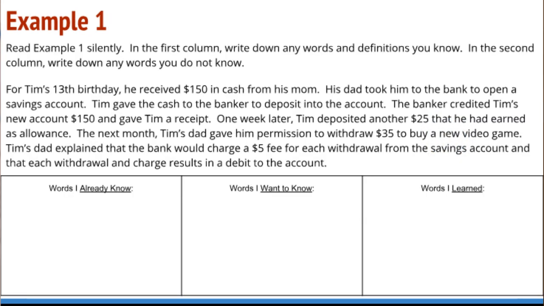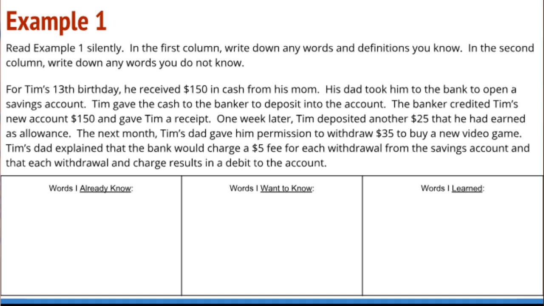All right, so here we go, example 1, and we're working on the I can statement for vocabulary here, that we can use precise vocabulary, so we need to build some vocabulary. So you would read the example, and you would write down any words and definitions that you already know. And in the second column, you would write down words that you don't know. And in the third column, you could record words that you had learned.